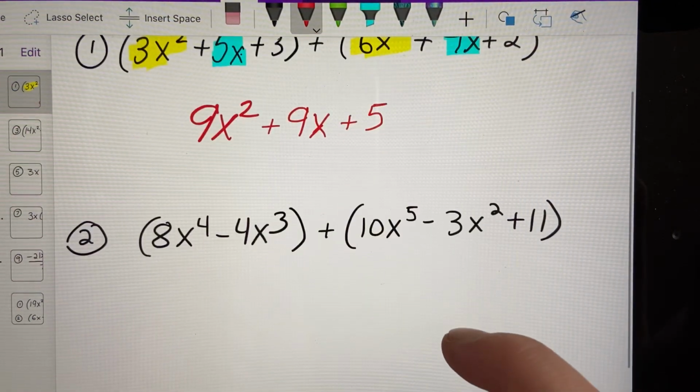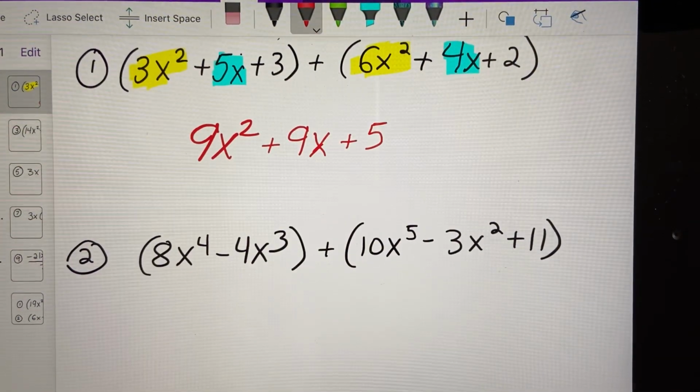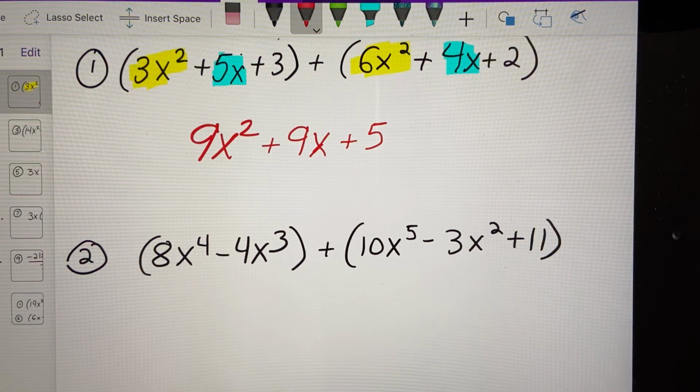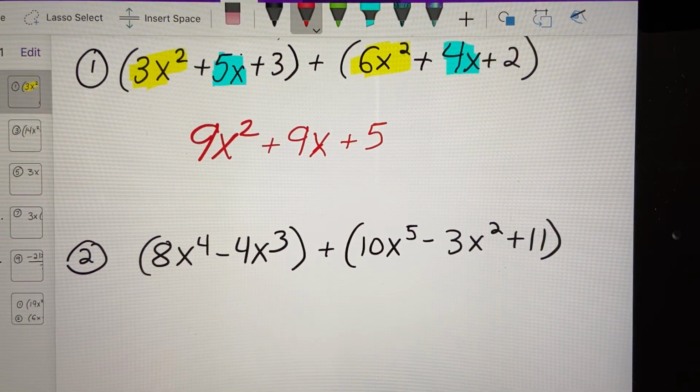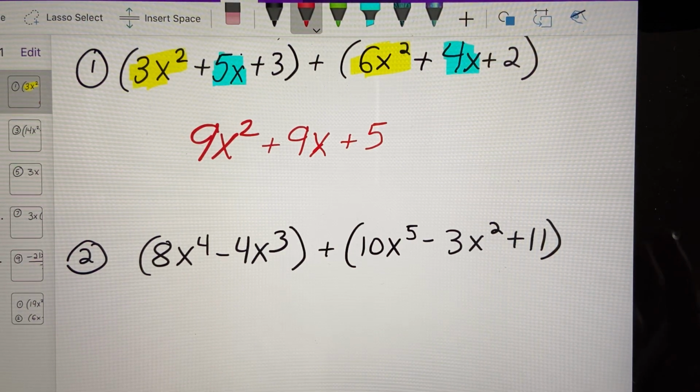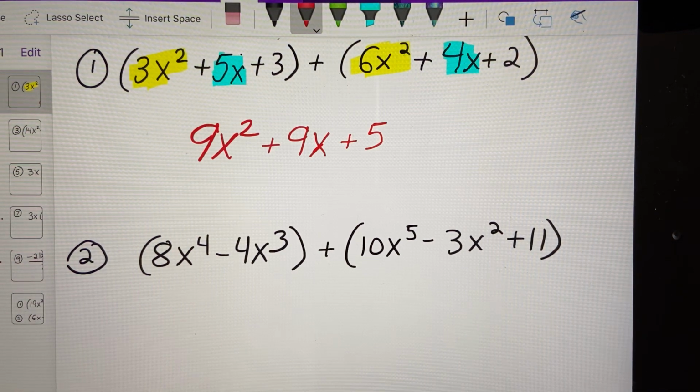Let's take a look at another example. Do the same exact thing. Make sure you're only adding the like terms. And while we're at it, I also want to write my answer in standard form, which means we should put the highest degree monomial first and then work our way down to the smallest.